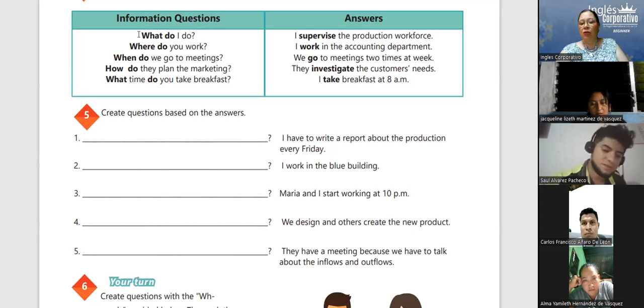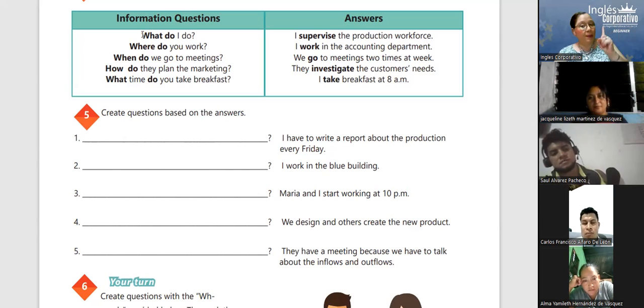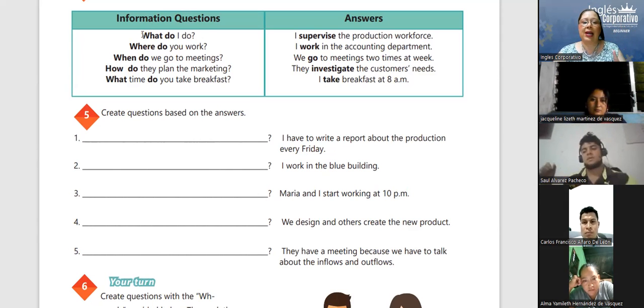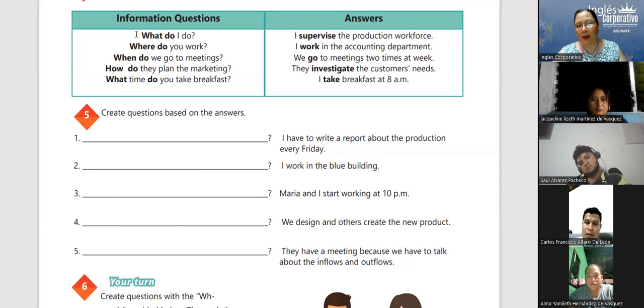So, vamos a decir dos nombres. El primer nombre que digo, lee la pregunta. Y el segundo nombre que digo, da la respuesta. ¿Ok? For example, what do I do? I supervise the production workforce. Entonces tenemos Carlos, Francisco y Alma. What do I do? I supervise the production workforce. All right, thank you very much.